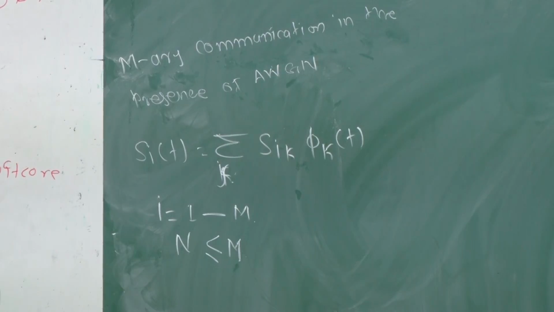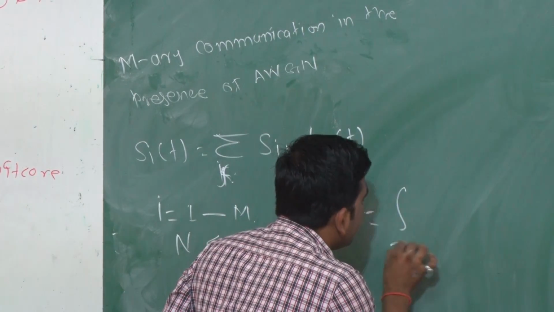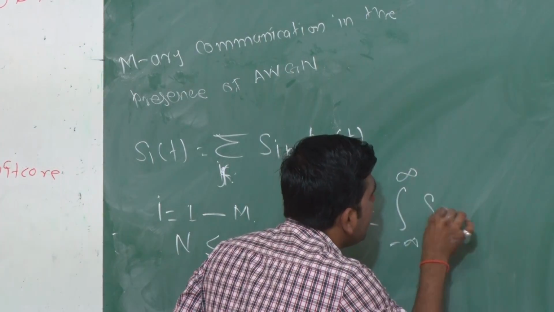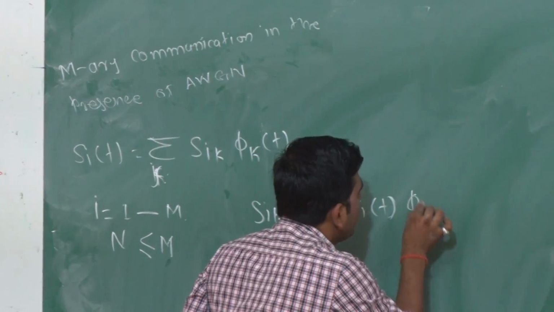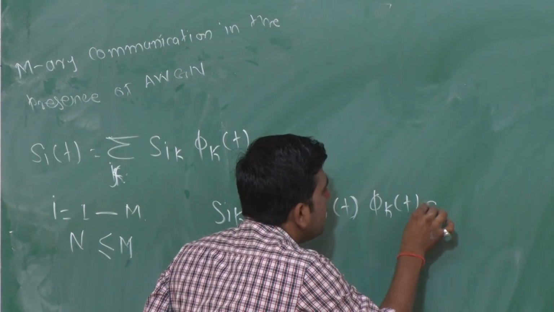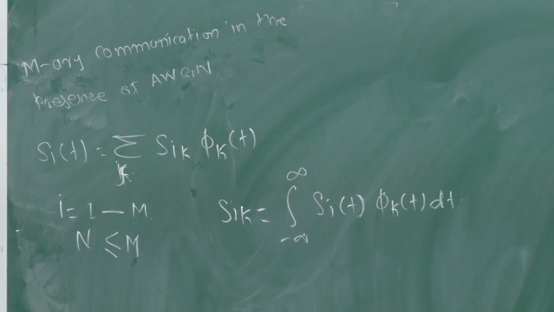And here this quantity Si k is nothing but the integration from minus infinity to infinity of Si of t into phi k of t dt. This will give the projection. The same thing we have to apply for a random process. So, geometric representation of a random process, write down.